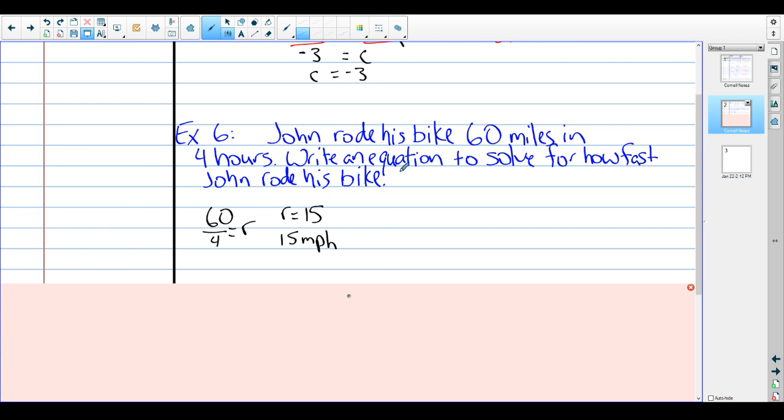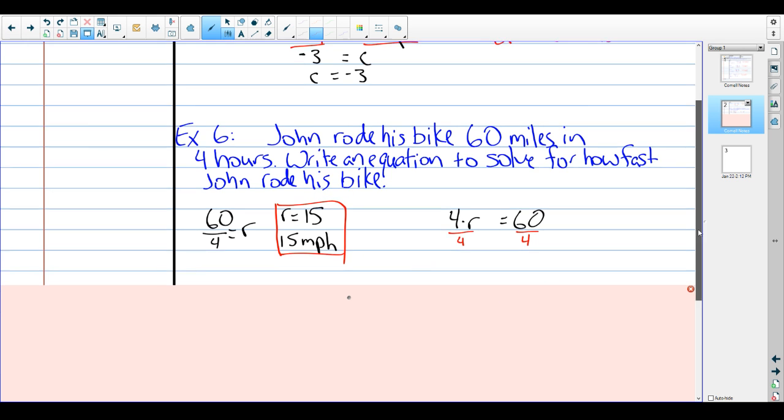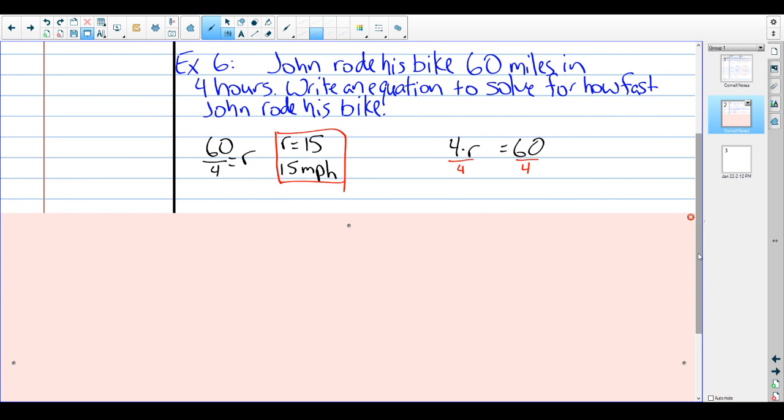Anyways, so another way we could write this equation so that it looks like the other equations we've done today is we can say he went 60 miles, so something equals 60, and it's going to be 4 times whatever that rate is. We can say 4R equals 60, and then we can do the opposite of multiplying, which is to divide, and we end up with the same math. We end up with the same answer. There are two different ways you could write that equation. Both will give you the same thing.